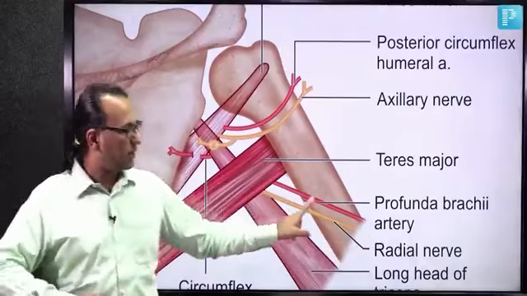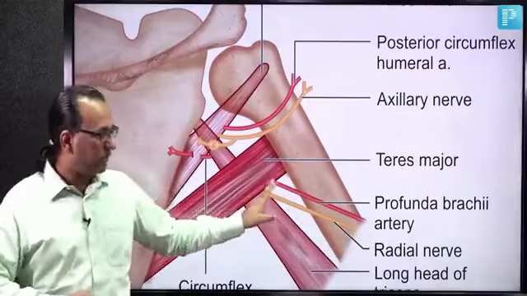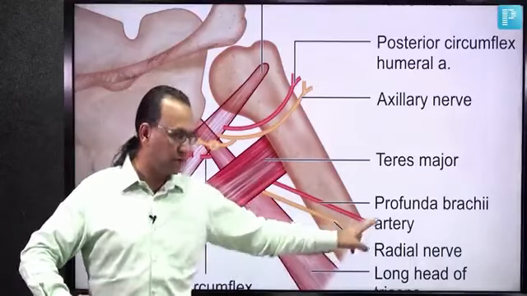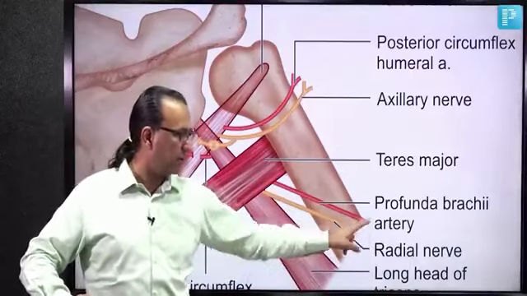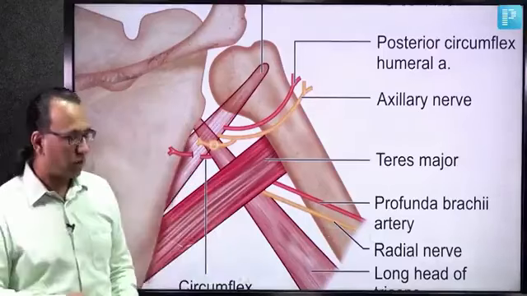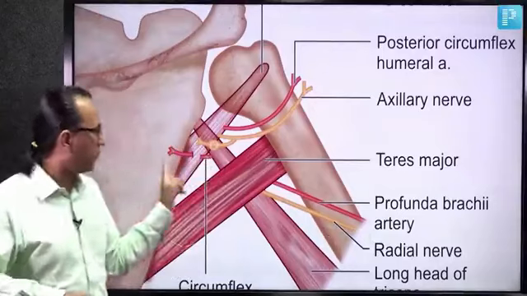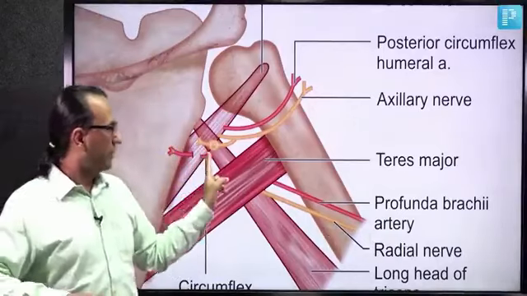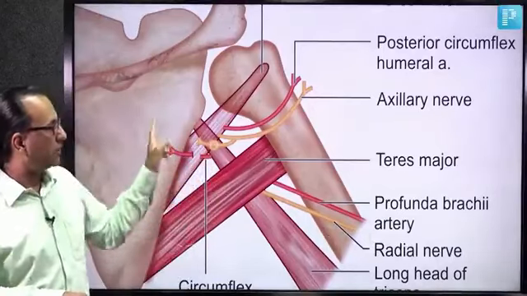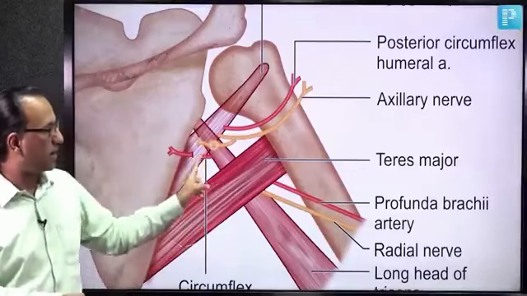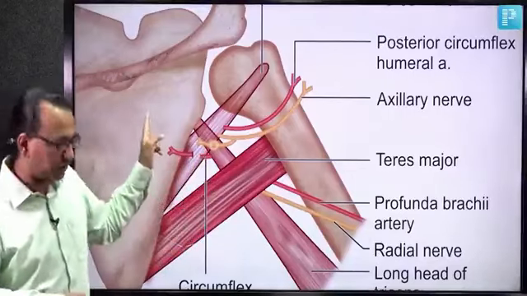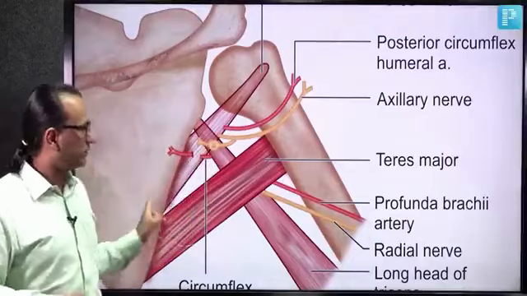Along with that comes the deep artery of the arm, called the profunda brachii artery. If there's a fracture of the mid-shaft of the humerus, the radial nerve will be damaged in the lower part of the radial groove. You can also see there is an upper triangular space, where the circumflex scapular artery goes around the scapula. It comes from the third part of the axillary artery, participating in the scapular anastomosis, and is a content of the upper triangular space.